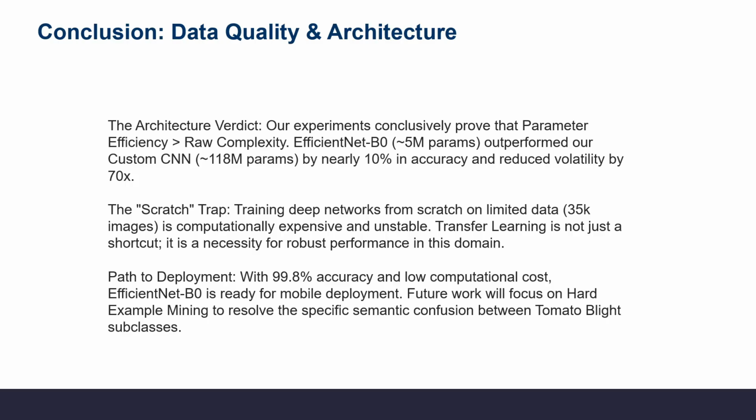In conclusion, EfficientNet B0 proved that parameter efficiency beats raw model size. Despite having only 5 million parameters, it outperformed our 180 million parameter CNN and showed far greater stability. We also saw that training from scratch is unstable and impractical with only 35,000 images. Transfer learning is essential. With 99.8% accuracy and low compute cost, EfficientNet B0 is ready for real deployment.